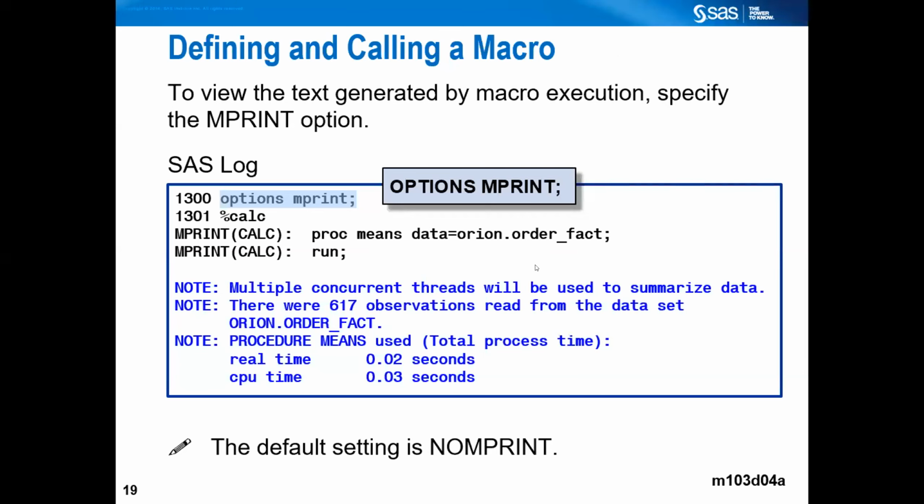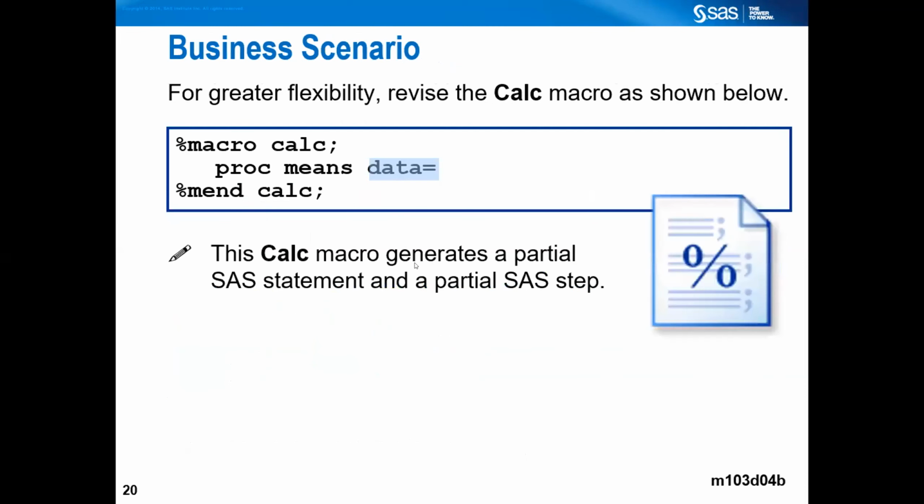All right, so with the mprint option, we now know it gives you the underlying program of your macro when you are calling it, what the underlying program is and how it works. Okay, now let's see the business scenario. We have learned that your macros can be created with either complete or partial SAS statements. Now see, I am creating a macro with a partial statement of proc means. It's simply writing proc means data equal to. So this calc macro generates a partial SAS statement and a partial step. Now let's see how it works.